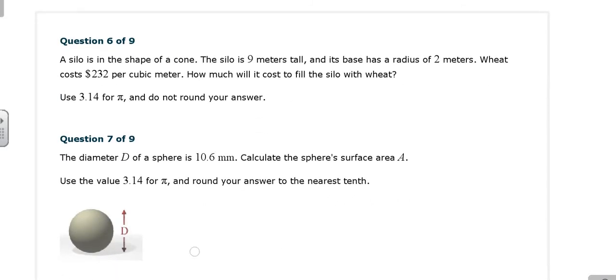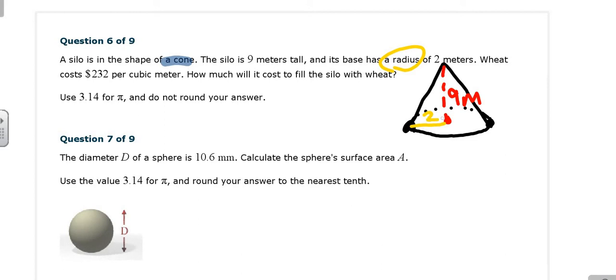A silo is in the shape of a cone. A silo is 9 meters tall. So always start drawing. The minute you start reading a word problem, you should be drawing. So the silo is in the shape of a cone. 9 meters tall. Base radius of 2 meters, that's a radius. Wheat costs $2.35 per meter cubed. And it's asking, how much would it cost to fill this silo?